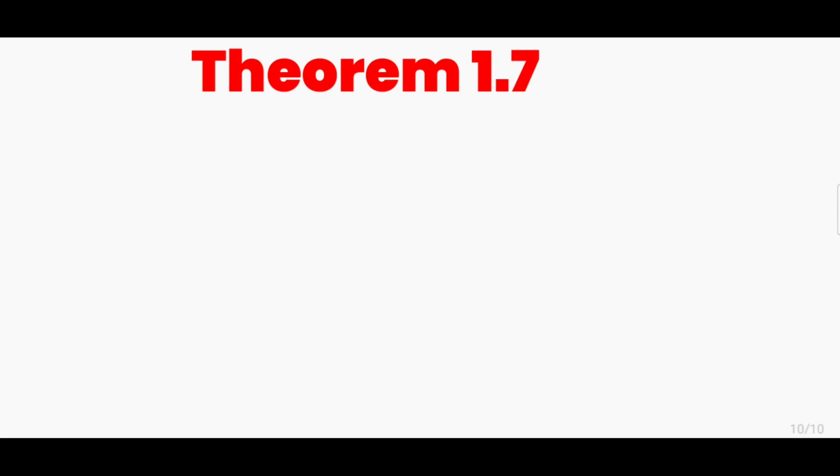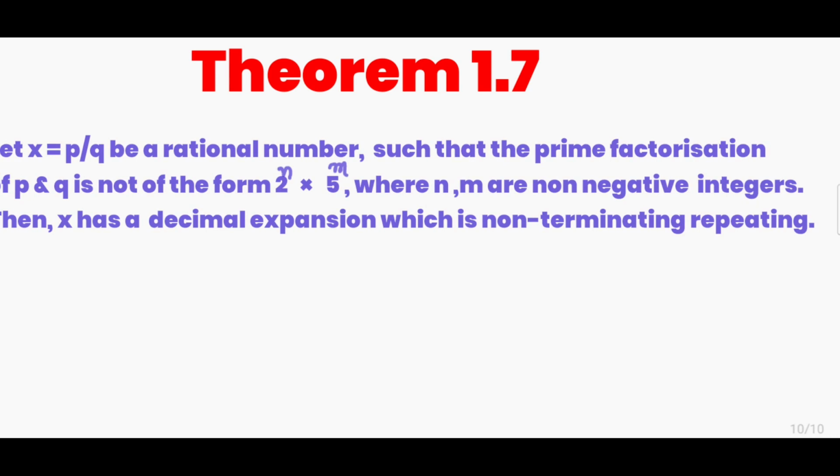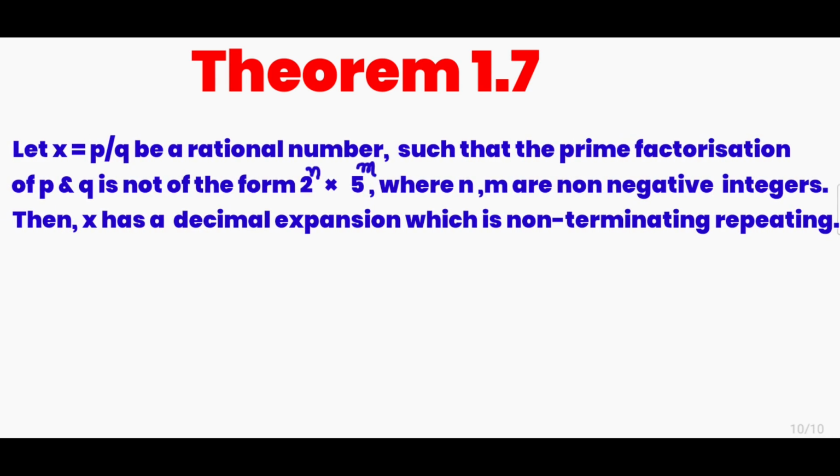So next theorem, here we have Theorem 1.7. Let x equal to p upon q be a rational number such that the prime factorization of q is not of the form 2 raised to power n and 5 raised to power m, where n and m are non-negative integers. Then x has a decimal expansion which is non-terminating, repeating or recurring, we can say.